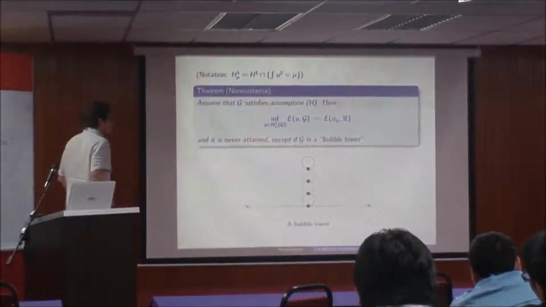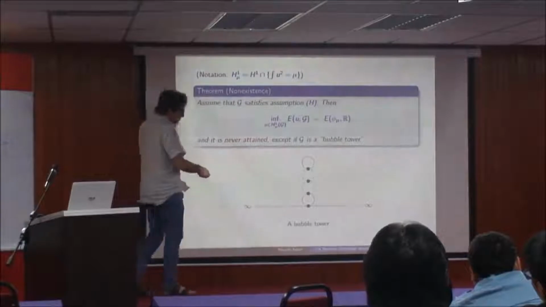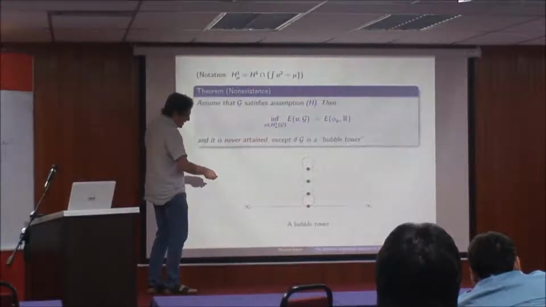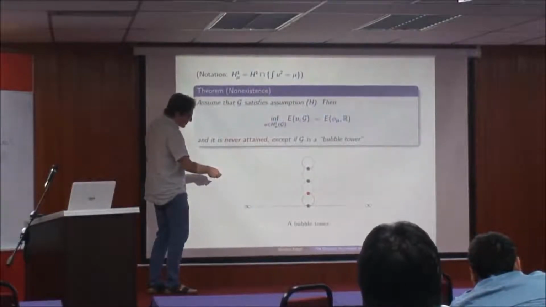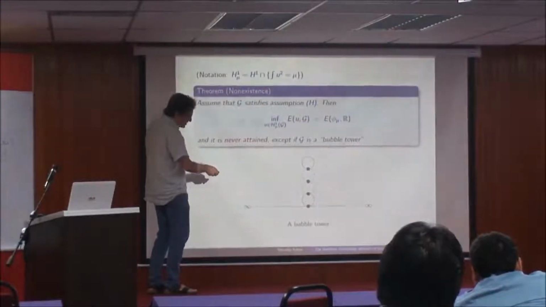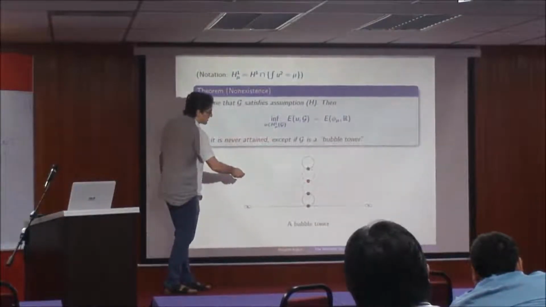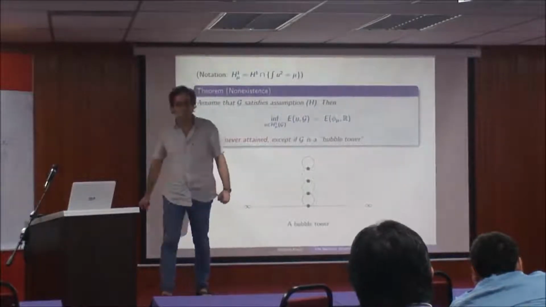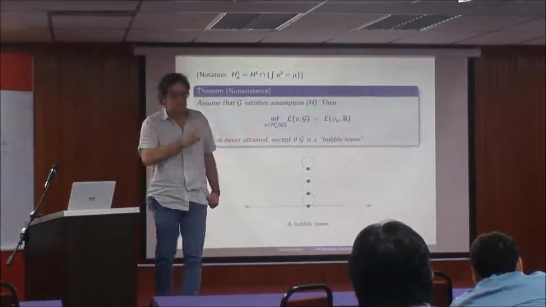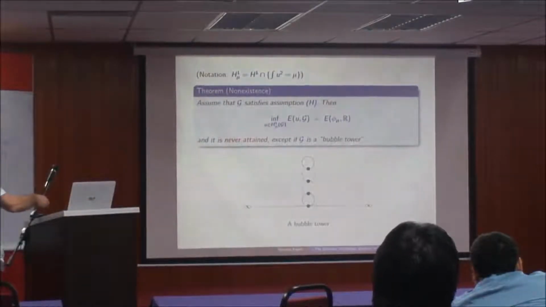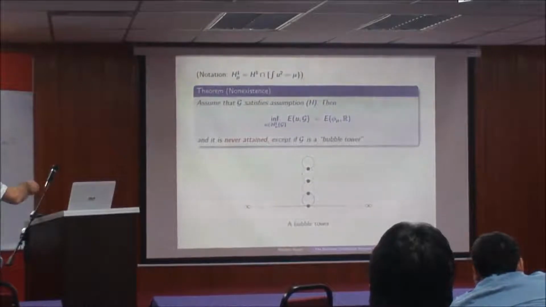This is a bubble tower. A bubble tower is a line, and then possibly there is a circle at a point, and then at the half point of the circle there is another circle, possibly larger or smaller, it is not important, and so on. All circles are cut into halves. So here there is a minimizer, and we will see which is the minimizer. But in all other cases where the hypothesis H is fulfilled, there is no minimizer, and the infimum is given by the soliton.